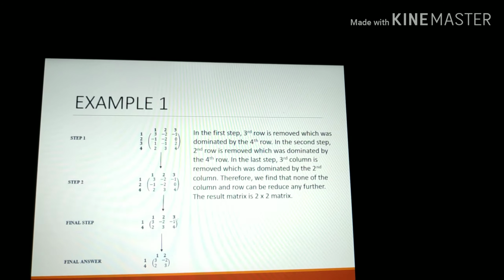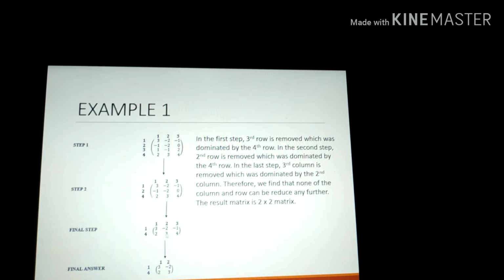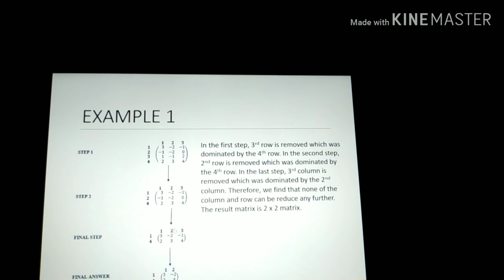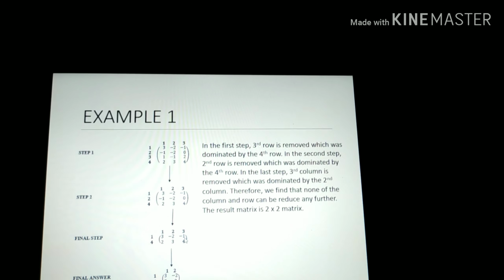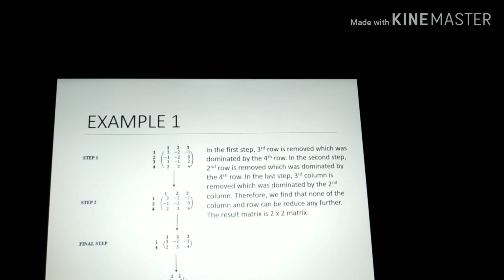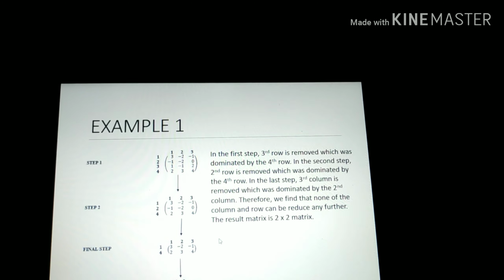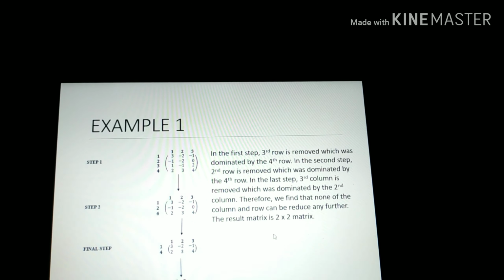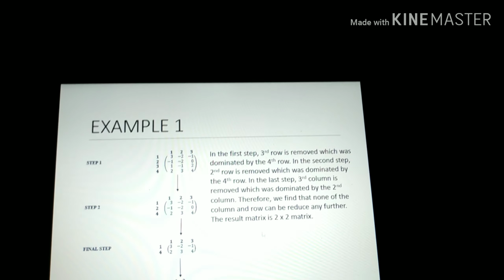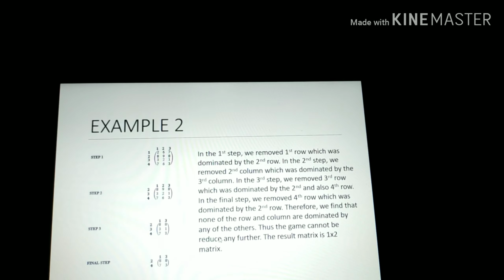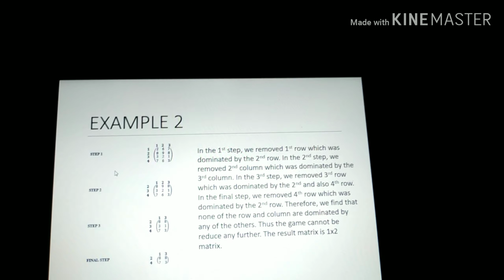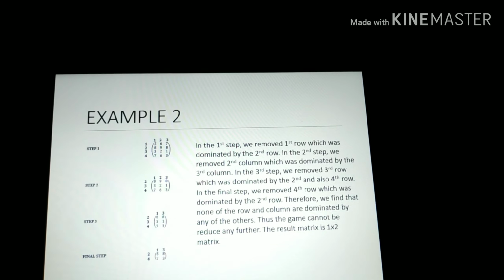In the last step, the third column is removed, which was dominated by the second column, because we can see the second column is much smaller compared to the third column. So the third column is eliminated from this matrix. The final answer is a 2 by 2 matrix, because we find that none of the columns and rows can be reduced any further. Example 2 is much more similar to example 1.